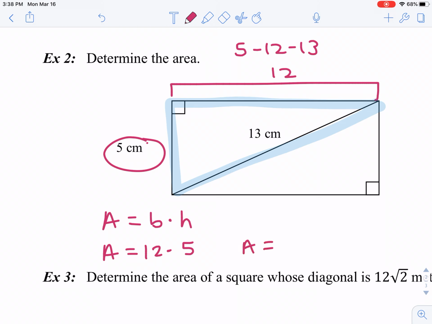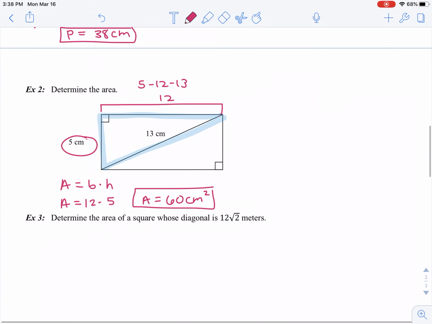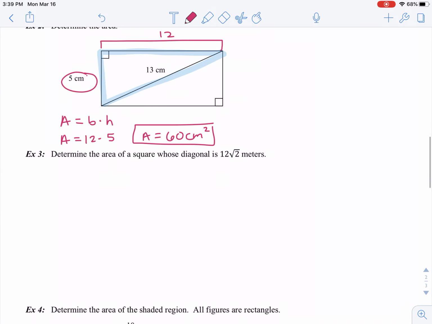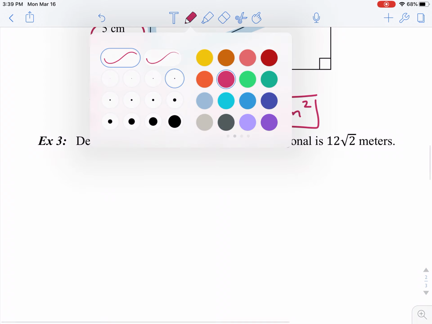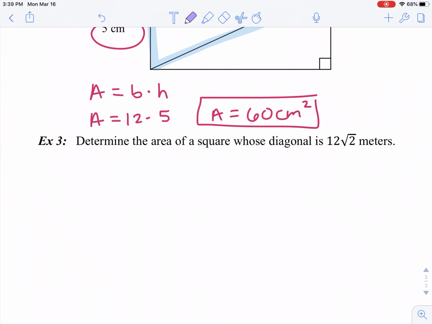So now I know both the length of my base and the length of my height, so I can get my area, which is going to be 60 centimeters squared. That's some of our prior knowledge, our triples, coming into play here.